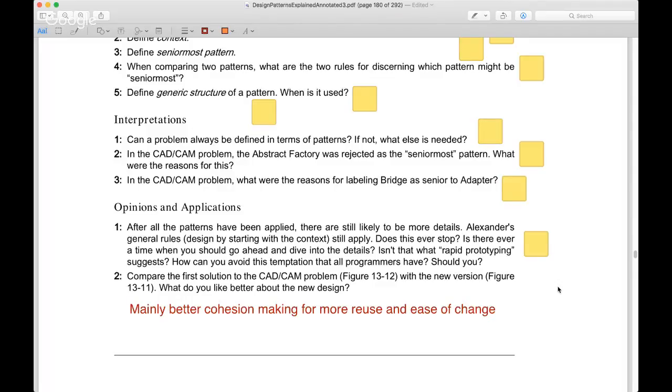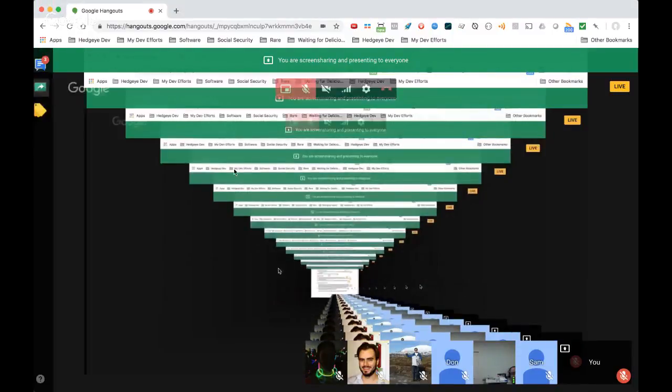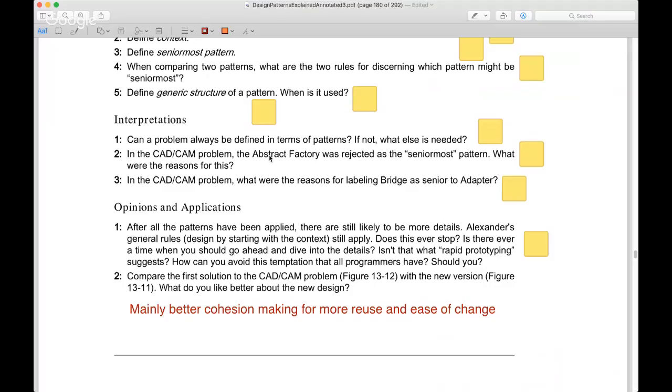So the last question is: compare the first solution to the CAD-CAM problem. What do you like about it versus the other one? I don't see a sticky note for Scott. I don't know if the red letters is his preferred answer on that one. Maybe better cohesion for reuse. I'll go with what I like. There are fewer boxes and a clearer direction. The nice one grew bigger to the right, and the first one had something at the top and then a gazillion boxes at the bottom.